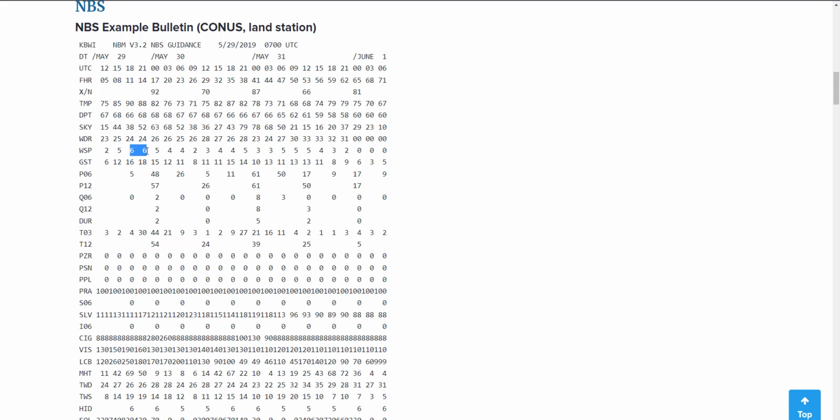We'll go on a higher end. You always want to add a few miles per hour to whatever this is saying, especially when you look at the next column, which is wind gusts. The gusts are gusting to about 18.